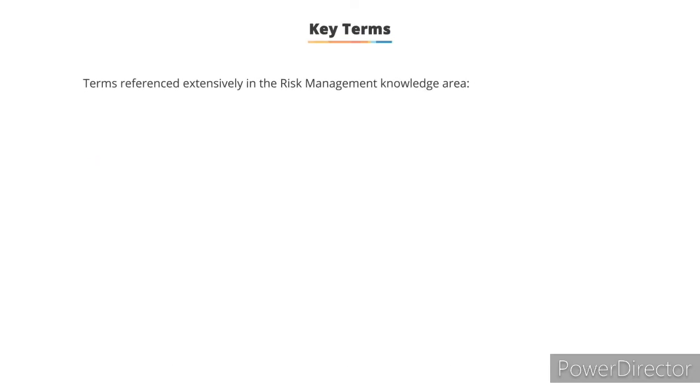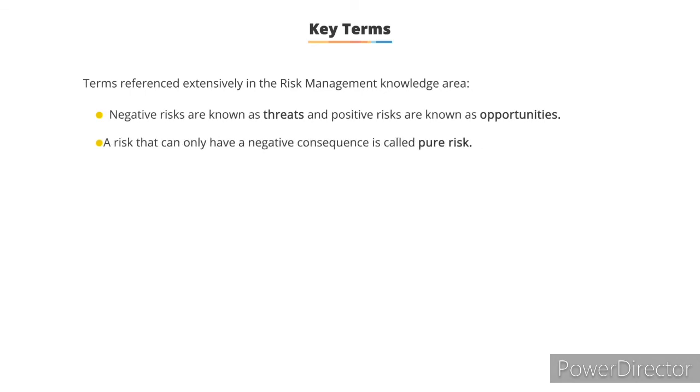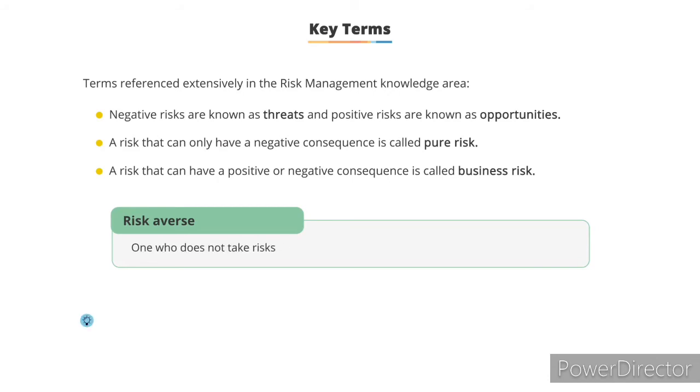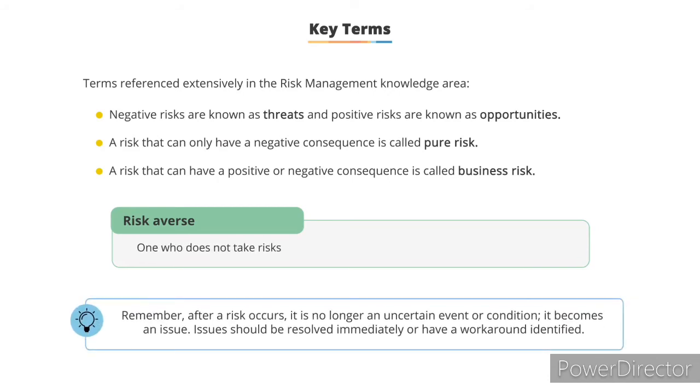The following terms are referenced extensively in the risk management knowledge area, so take some time to review these and feel comfortable with what they mean. Negative risks are known as threats, and positive risks are known as opportunities. A risk that can only have a negative consequence is called a pure risk. A risk that can have a positive or negative consequence is called a business risk. Risk averse. Someone who does not take risks is called risk averse. In the next screen, we'll understand how risk is calculated.